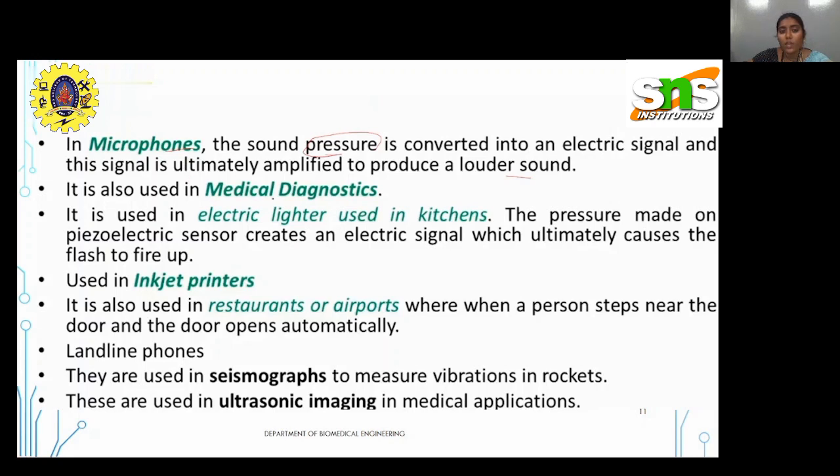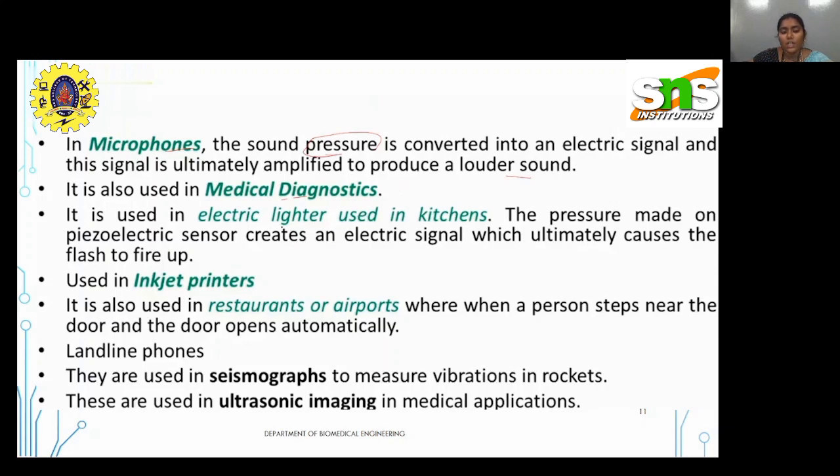The second application is in medical diagnostics. In the medical field, by means of the piezoelectric effect, you have many machines, for example sonography and ultrasound. These machines use the principle of the piezoelectric effect to perform some kind of scan. So the piezoelectric transducer has very good application in the medical field.